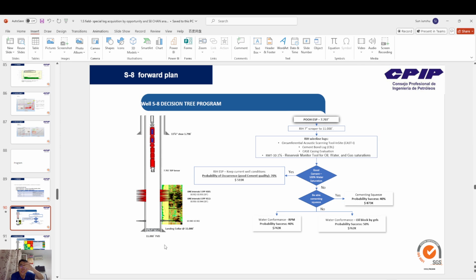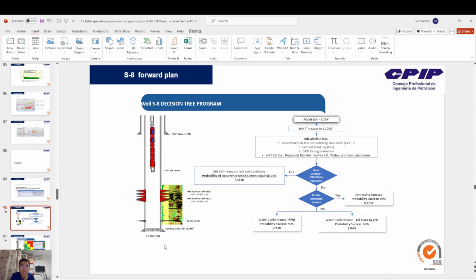This is the decision tree program. Pull up the ESP and run in hole the 7 inch scraper to 11,000 feet. Run in hole wireline logs, circumferential scan tool, cement bond log, CBL, and the cement evaluation.